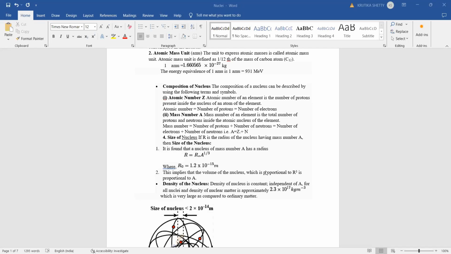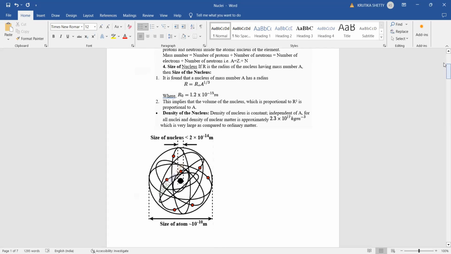Then the density of the nuclei formula is there. The density of the nuclei is constant and it is independent of the mass number. For all the nuclei, the density of the nuclear matter is approximately 2.3 into 10 raised to 17 kg per meter cube, which is very large compared to ordinary matter. So it is dense. You can see this is such a big value, 2.3 into 10 raised to 17 kg per meter cube.